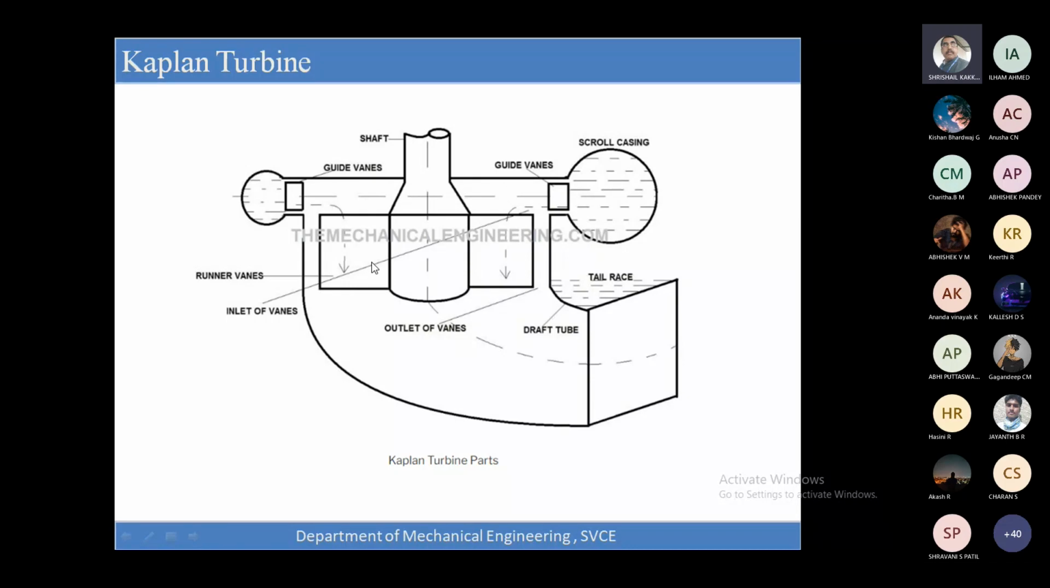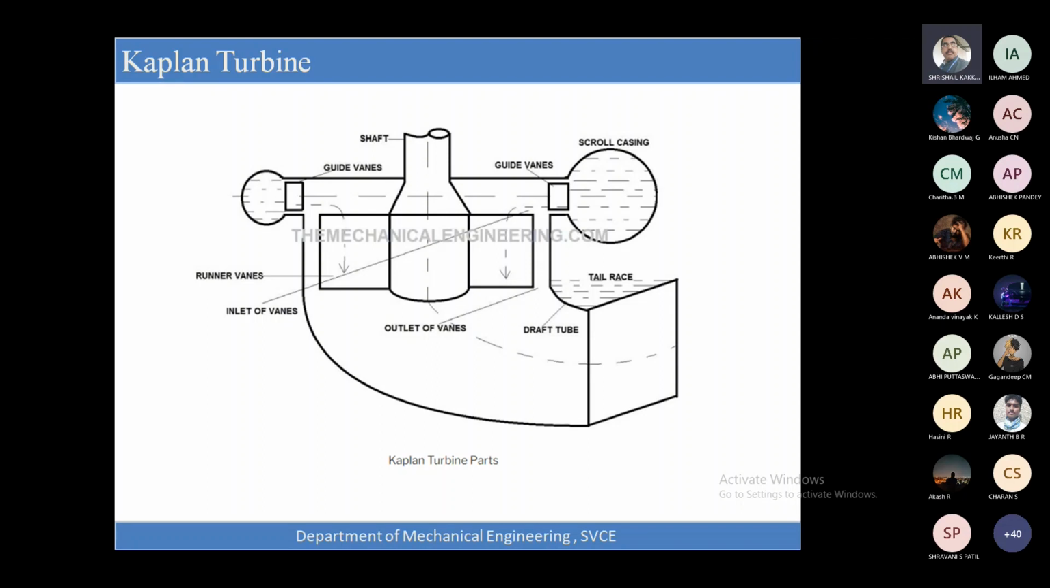These runner vanes will have a spiral structure, and when the water enters, without much friction, it will glide onto the runner vanes. Due to this, a thrust will be developed. Due to this thrust, the runner will start to rotate in the opposite direction, and due to this, the shaft also will rotate.